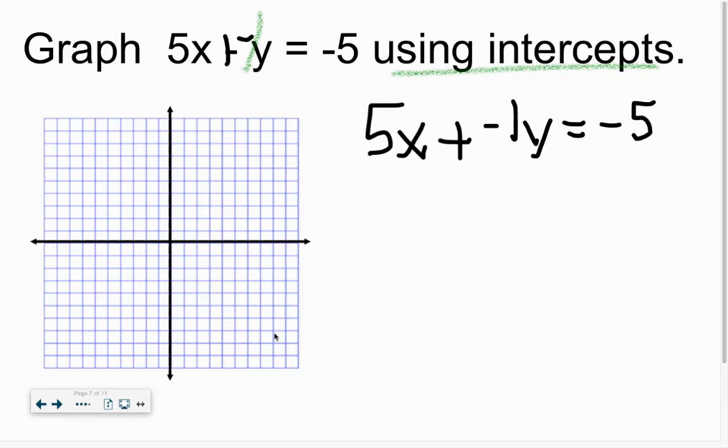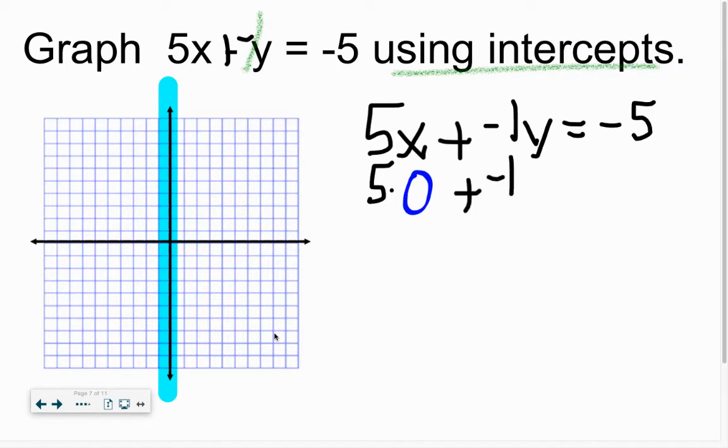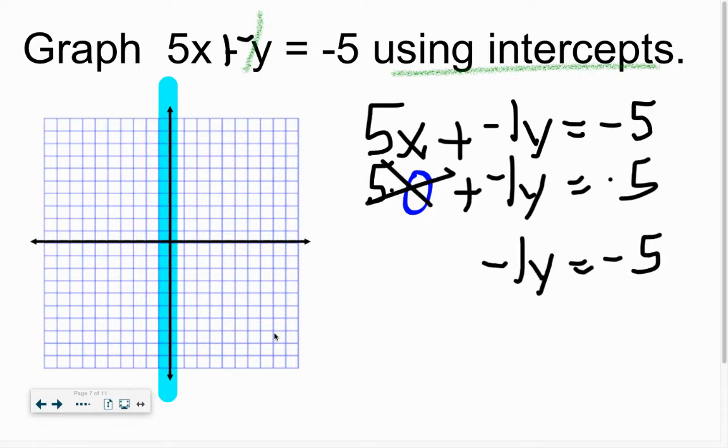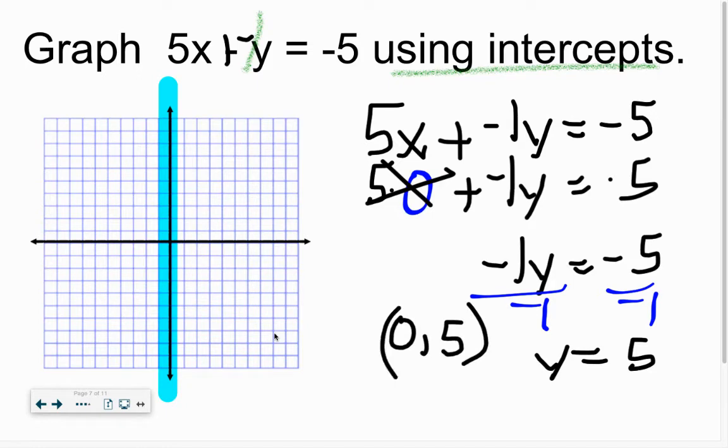I'm going to start with that y-axis. So again, when we're graphing on the y-axis, our x value is 0. So that's why I plug in a 0 in there. It's also nice with the math. Cross that on off. Negative 1y equals negative 5. Careful. When you divide by negative 1, we need to do that so that we see y equals 5. So your y-intercept is at the point 0, 5.